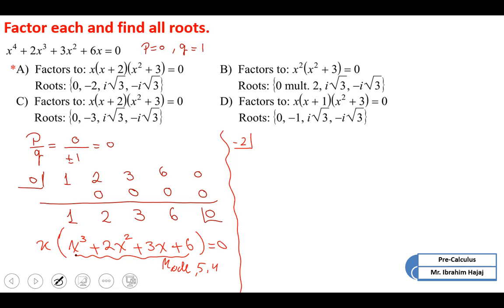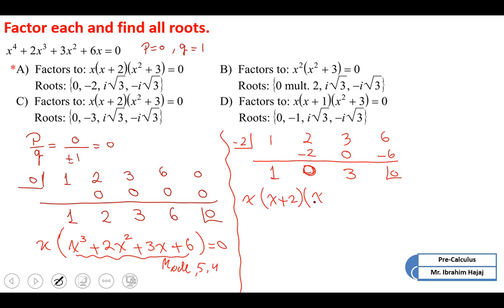Using synthetic division, is it a zero or not? Negative 2, we have 1, 2, 3, and 6. Drop down the 1. 1 times negative 2 is negative 2. Now it's 0. 0 times negative 2 is 0. So we have 3, 3 times negative 2 is negative 6, and gives a 0, so it's a zero. So we have x and x plus 2, and we can complete from here, which is x squared plus 3 is equal to 0.